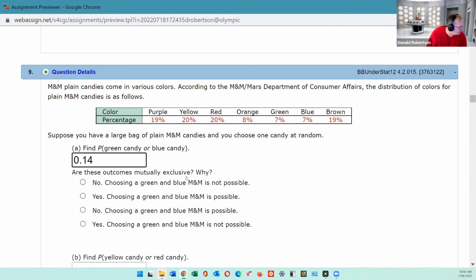Now, are these events mutually exclusive? Is getting a green candy mutually exclusive from getting a blue one?